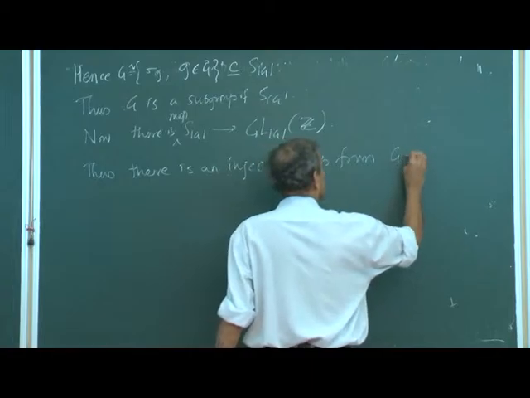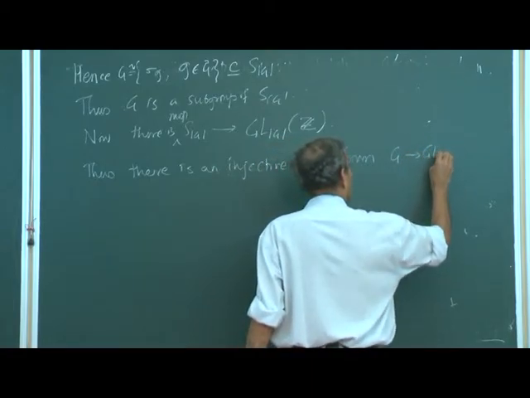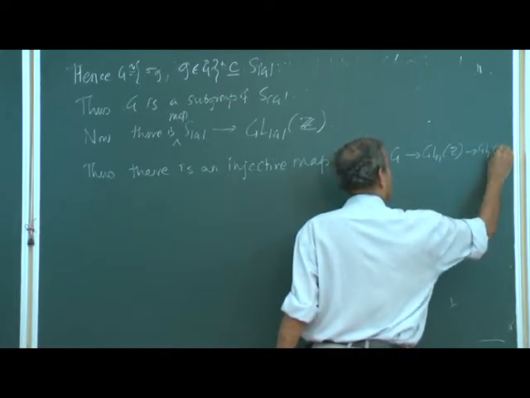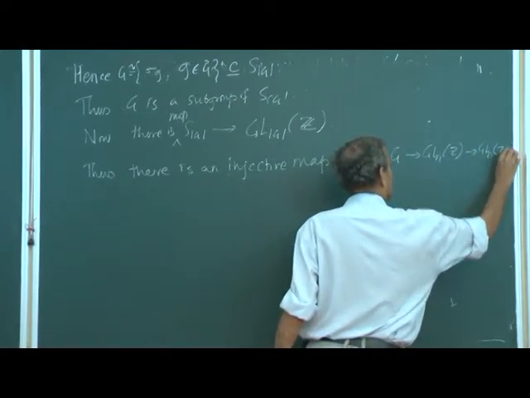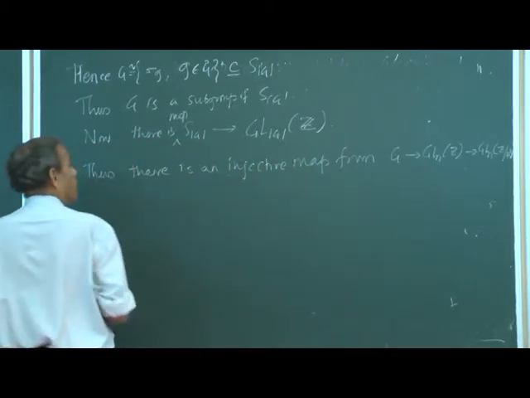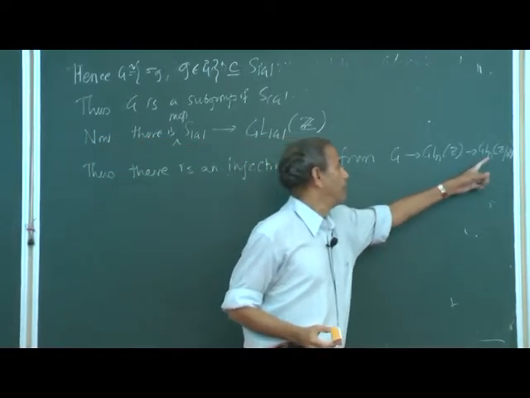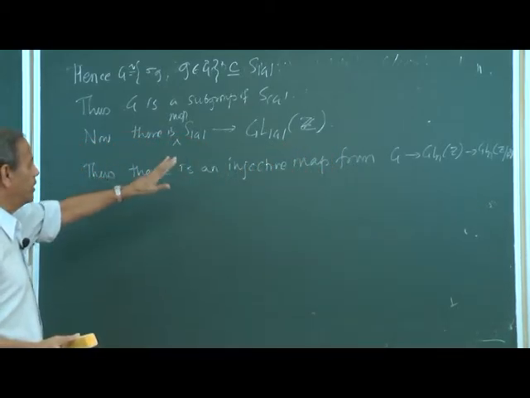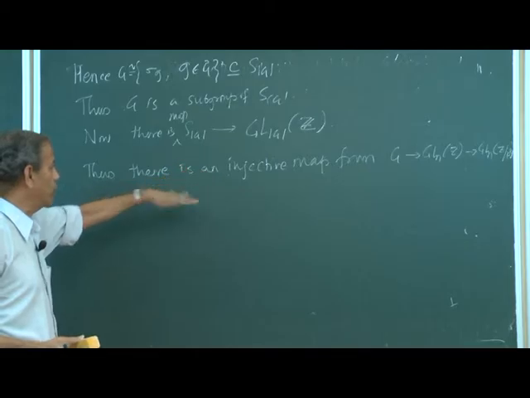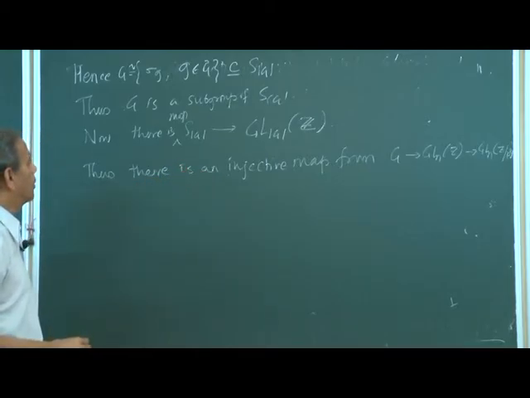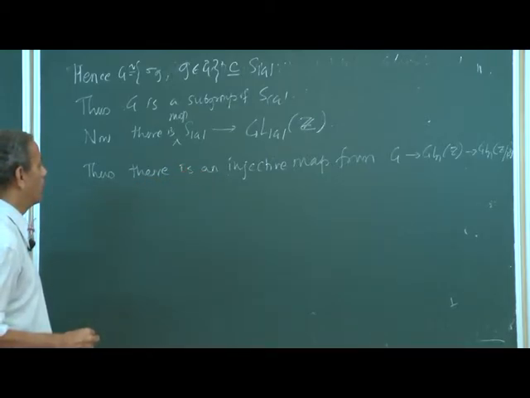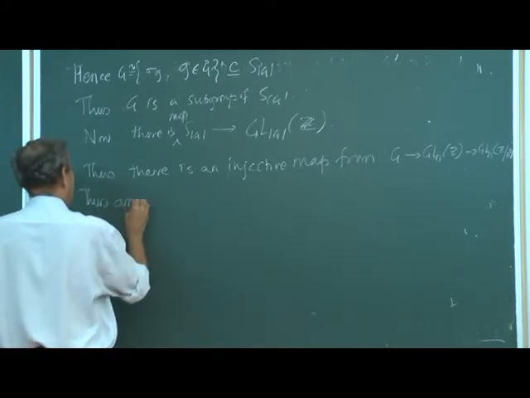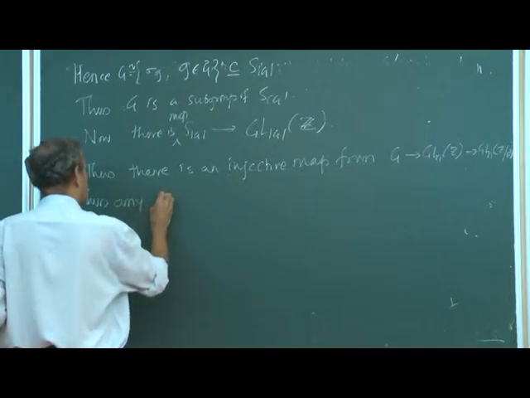Okay, so thus, there is an injective map from G to GLNZ to GLN of Z mod PZ, where Z mod PZ is the ring modulo P. I will not go into detail. Those who are interested, you can work it out.